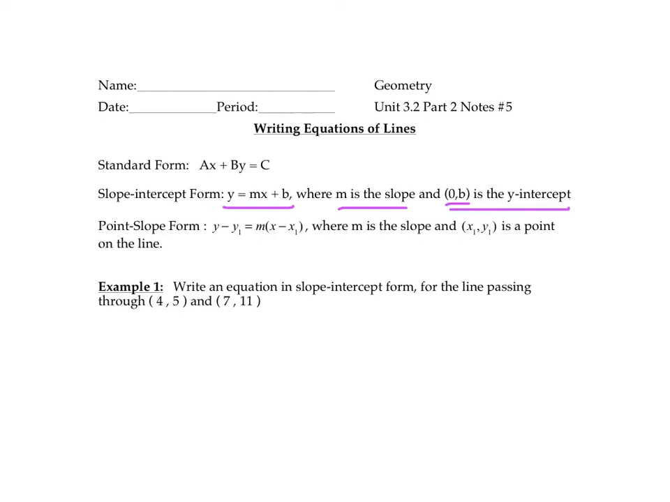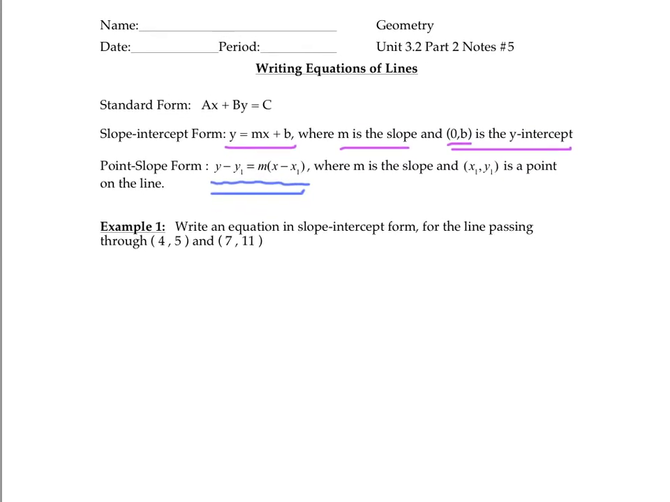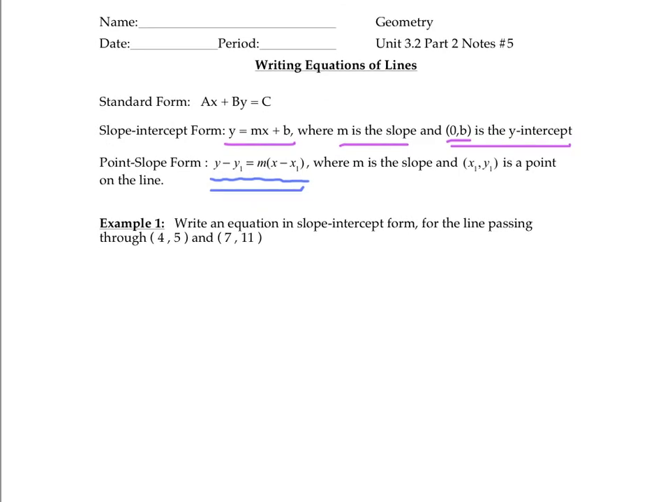Another way in which we can write the equation of a line is point-slope form, where m is the slope and (x1, y1) is a point on the line. This is used most often to help us write the final equation of a line in slope-intercept form. So we're going to take a look at a few examples, and we're going to talk about two different methods for writing the equation of a line. And the goal is to get it in slope-intercept form.